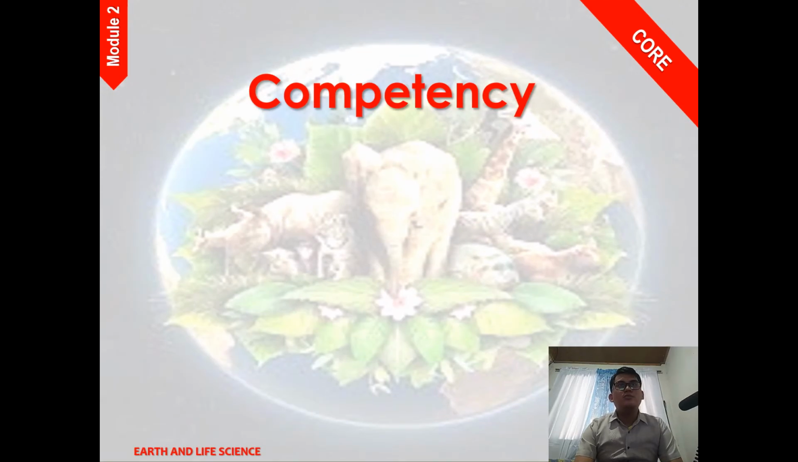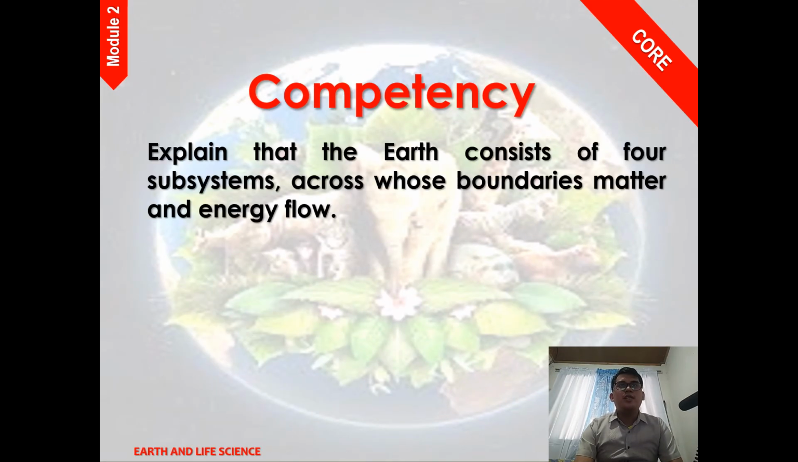The competency covered in this module is to explain that the Earth consists of 4 subsystems across whose boundaries matter and energy flow. Let's start now our lesson.